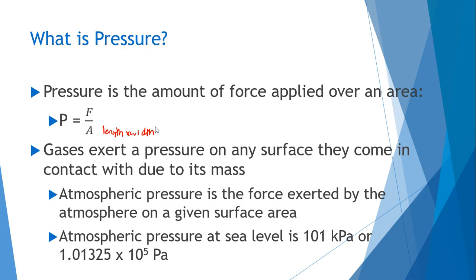And force is a push or pull on an object. Now, gases are going to exert a pressure on any surface they come in contact with because of their mass and gravity pulling down on them. So you've probably heard of atmospheric pressure. This is just the force that the atmospheric gas exerts on the surface area of the ground or on us. Atmospheric pressure at sea level is about 101 kilopascals, or 1.01325 times 10 to the 5th Pascal, or Pa.